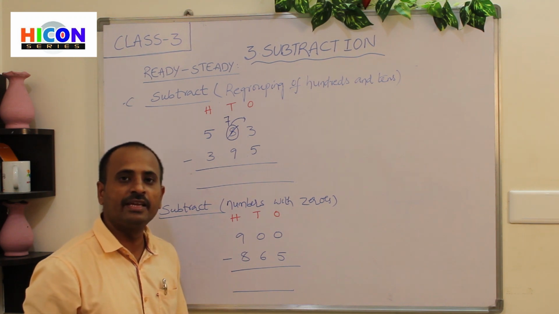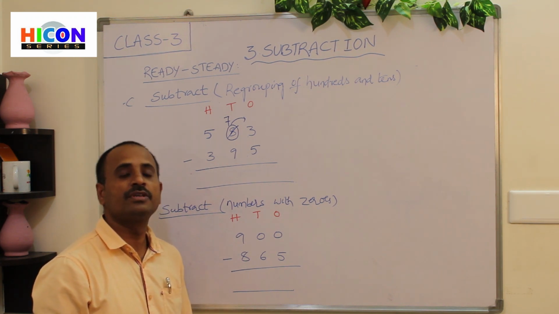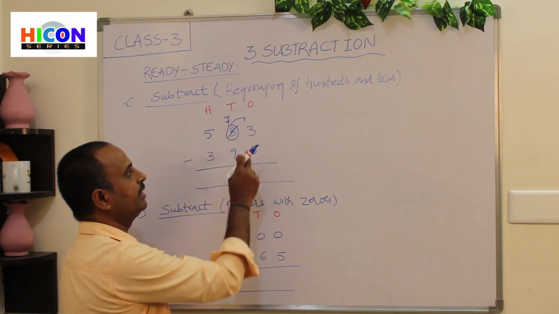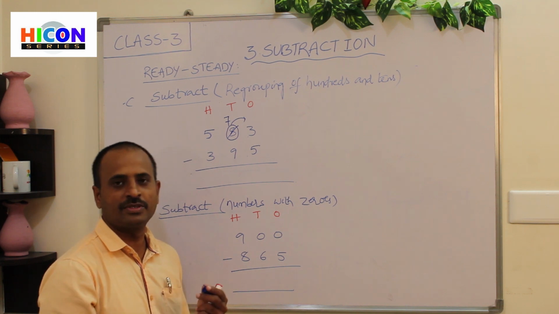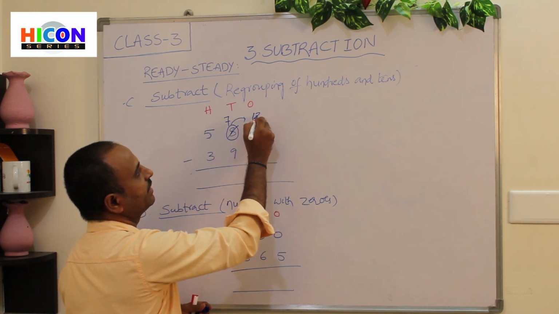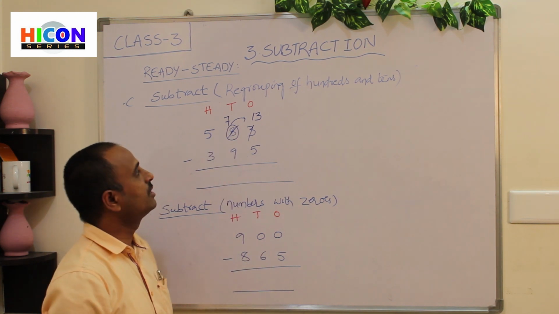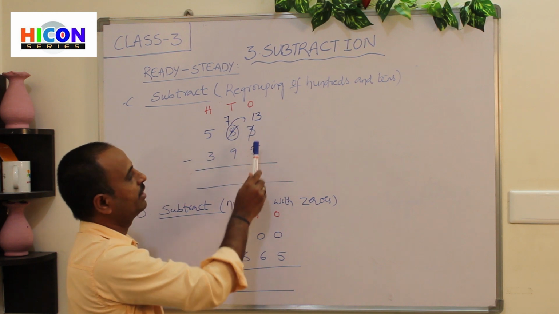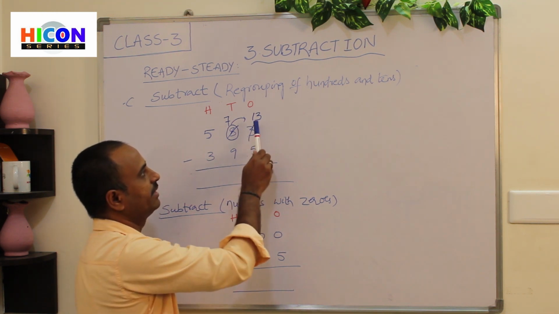So if you carry 1 ten to the ones place, that 1 ten becomes 10 ones. So already there are 3 ones and that 10 ones, total becomes 13 ones. So strike off this 3 and write 13 here. So now subtraction is possible because 13 is the greater number, 5 is the smaller number. We can subtract 5 from 13.